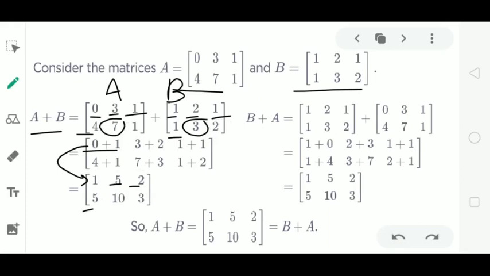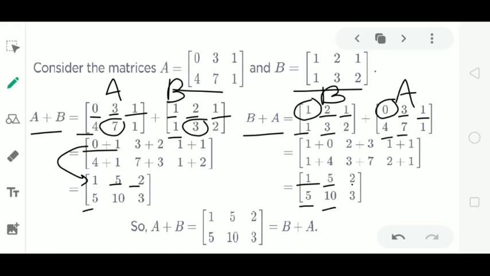Now look at the RHS, B plus A. B plus A is a matrix obtained by adding matrix B to the matrix A, that is, elements of matrix B to the corresponding elements of matrix A. Here the first element 1 of matrix B is added to the first element 0 of matrix A. 1 plus 0 gives 1, which is written in the first place. 2 plus 3 is 5. 1 plus 1 is 2. 1 plus 4 is 5. 3 plus 7 is 10. 2 plus 1 is 3.